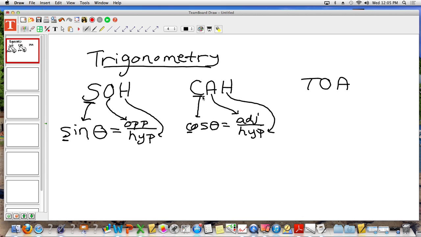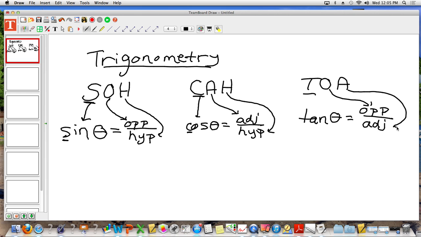What about TOA? What does that mean? Tangent. So the T stands for the tangent of theta. Tangent of some unknown angle is equal to, what does the O mean? Opposite. Divided by the A, which means adjacent. So the O is opposite, the A is adjacent, and the T stands for the tangent.